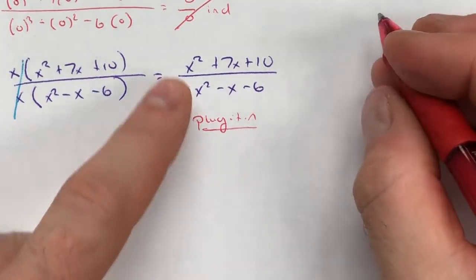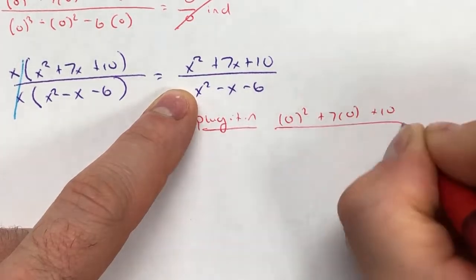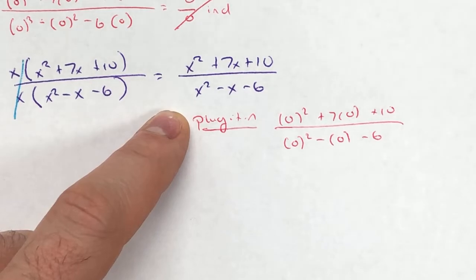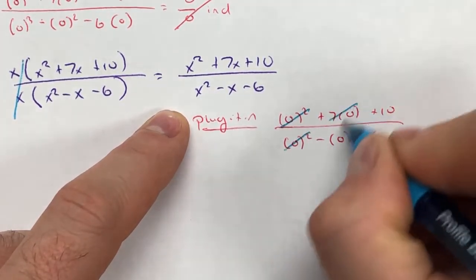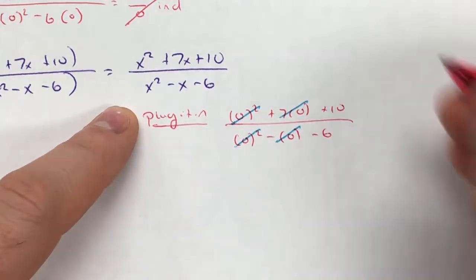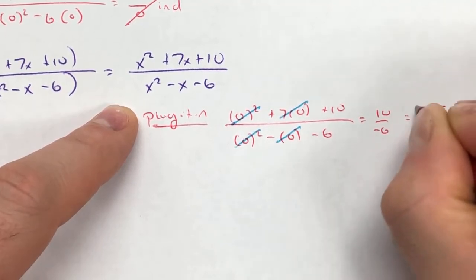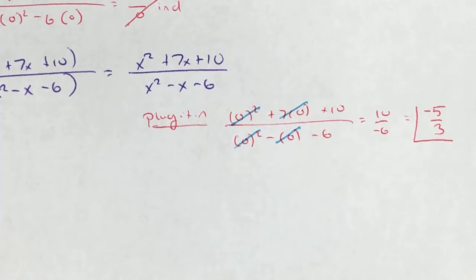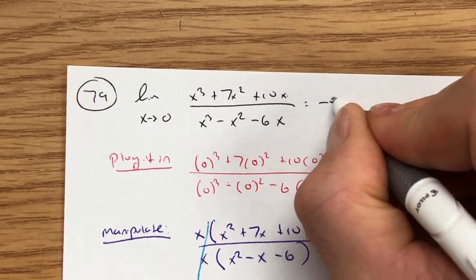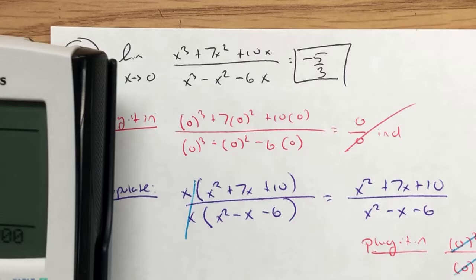Okay. I'm going to plug in my zeros now. So I have 0 squared plus 7 times 0 plus 10 over 0 squared minus 0 minus 6. So I notice I have a bunch canceling out, but my last terms don't. So I'm left with a 10 over negative 6, which is a negative 5/3. So I know the limit as x approaches 0 of this expression is going to be a negative 5/3. Boom.